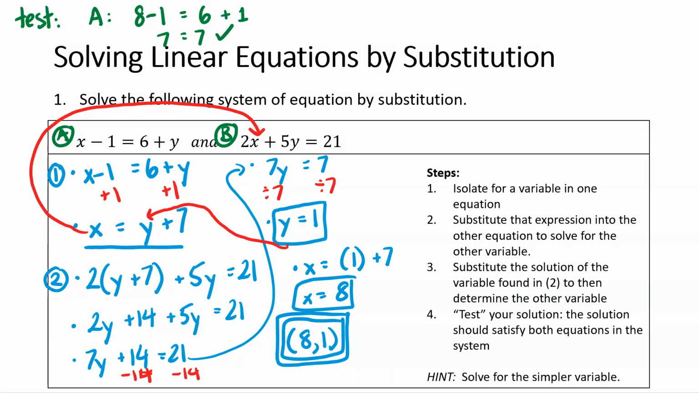7 does equal 7. If we do that test for equation B, you have 2x plus 5y equals 21. So 2 times the x value of your solution, which is 8, plus 5 times the y value of your solution, which is 1. Does that equal 21? Let's see. 2 times 8 is 16, plus 5. Does that equal 21? Yes, 16 plus 5 is 21. The solution works out for both equations. That means our test is good. Our solution is correct.